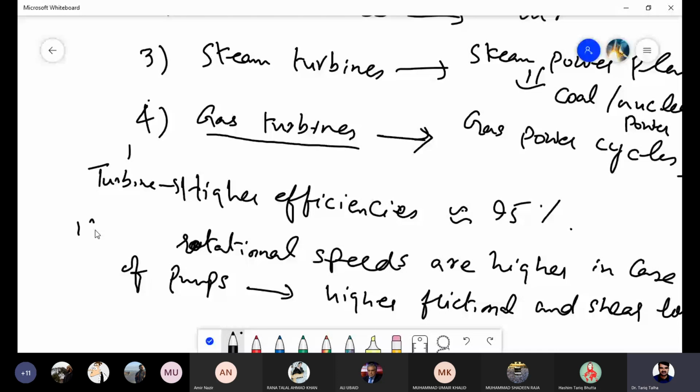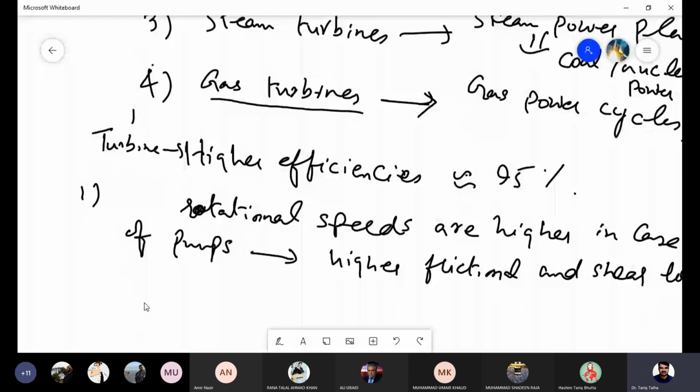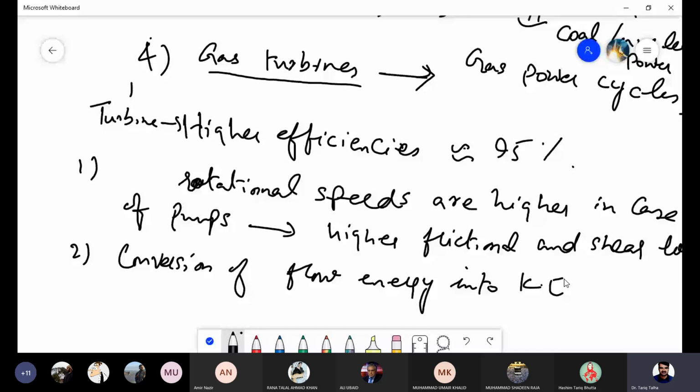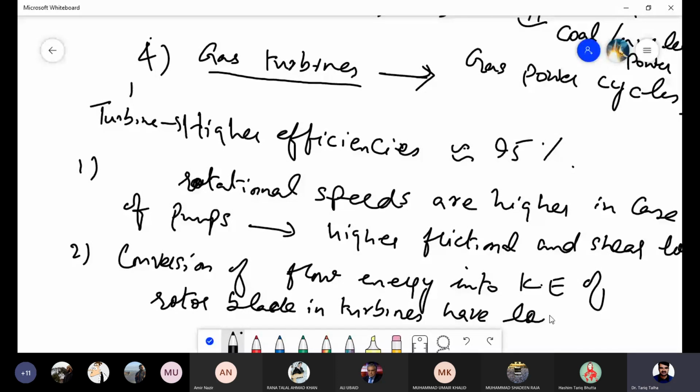Then there is another reason for this higher efficiency: the conversion of flow energy into kinetic energy of the rotor blade in turbines has less losses as compared to the vice versa.